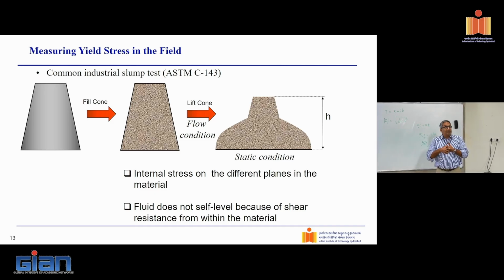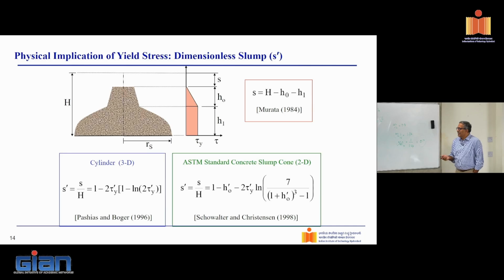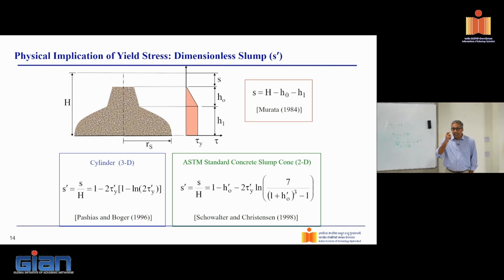So what keeps that material from sustaining that shear? It is a yield stress. It's because cement paste has a yield stress that it is actually able to give you a finite slump value. There are several theories, I won't get into details of this, but basically you can relate the slump value with the yield stress of the material.